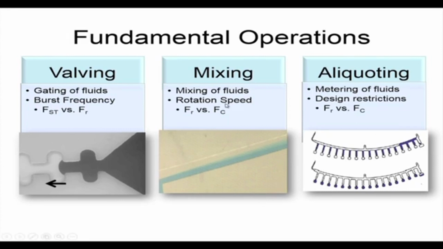Mixing of fluids, for that what you can play is the rotational speed and the interplay between the centrifugal force and the Coriolis force. And aliquoting, that means basically distributing the fluid through these different small tributaries. So you can use the rotational force versus Coriolis force interplay. So we will mainly discuss the capillary flow dynamics and mixing on a rotational platform.